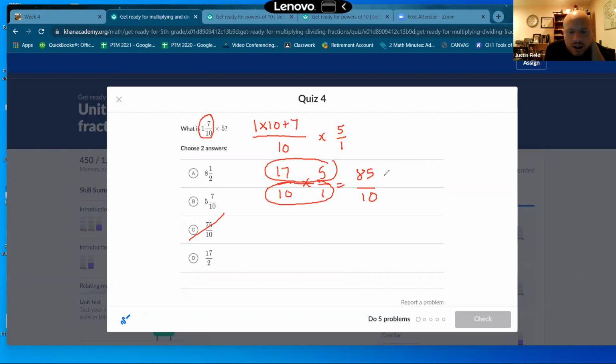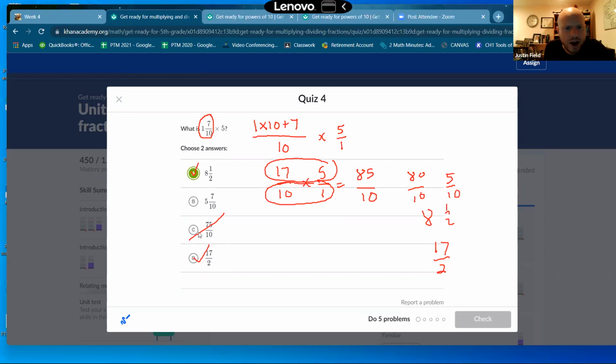But I don't think to 2. Oh, maybe we could reduce it to 2 because we could think of it as 80 over 10 and 5 over 10, right? That would be 8 and 1/2. 5 over 10 is 1/2, right? So that one works. But then the other one, 17 over 2, let's do 8 times 2 is 16 plus 1 is 17. Oh, look at that. That was a tricky one. I'm glad we did that one together.